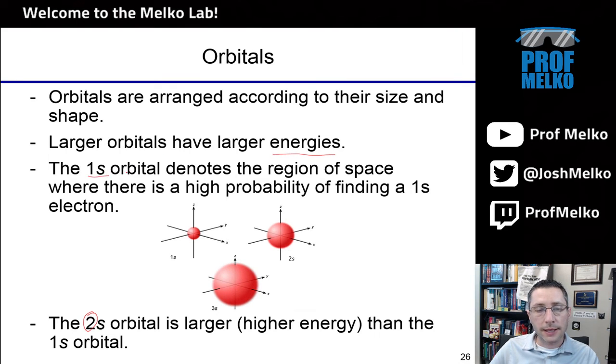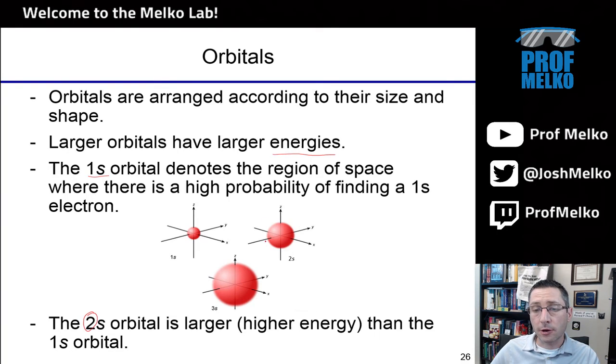So again, it's really just a probability. The 1s orbital, that's this sphere here, denotes a region of space where we really are confident the electron is. We don't know what point within that space the electron is, but we're pretty sure it's within that sphere.